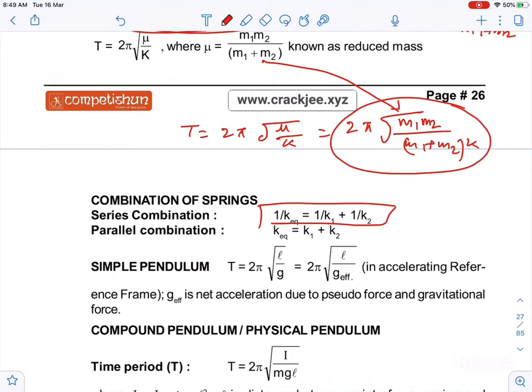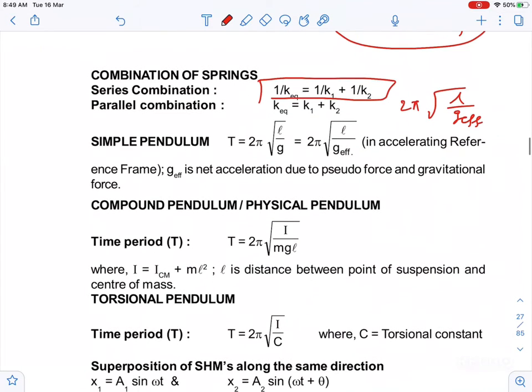Okay guys, now time period of simple pendulum, already I have discussed. T is equal to 2 pi under root L by g effective. We have discussed all these things, guys, so you can see the first lecture also. Time period of compound pendulum is the most important thing that you can expect from this chapter, because T is equal to 2 pi under root I by mgl.